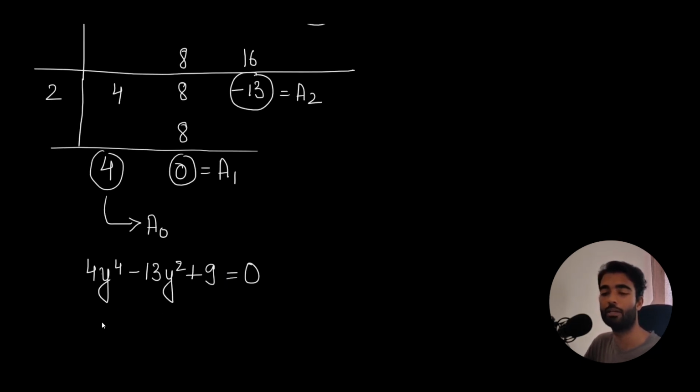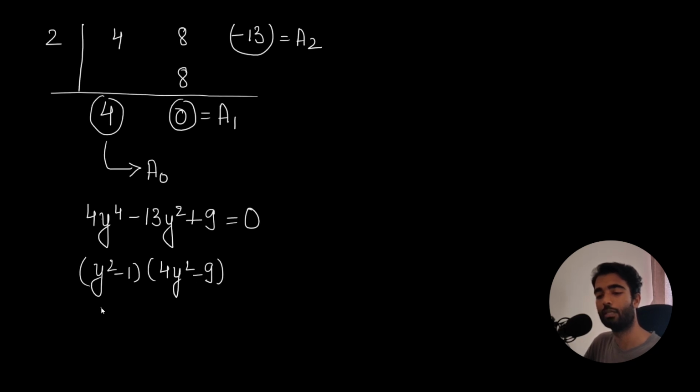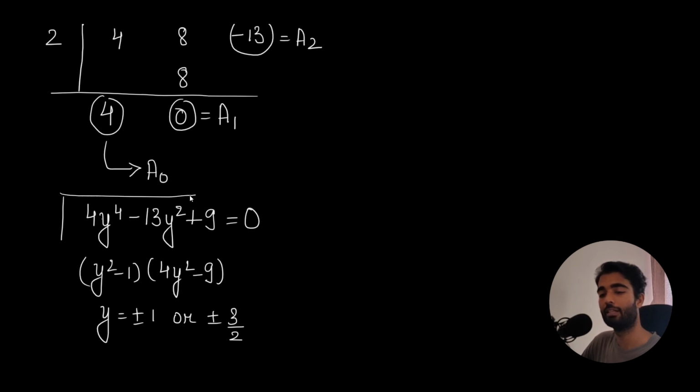So we find this equation, and we see that this equation is solvable. Actually, we can go ahead and solve this. It's going to be y squared minus 1 times 4y squared minus 9. So y is going to be either plus minus 1 or plus minus 3 by 2. And hence we can find the roots of the original equation as well, as we know that the roots of this equation are increased by 2. So this is our final answer. That's it.